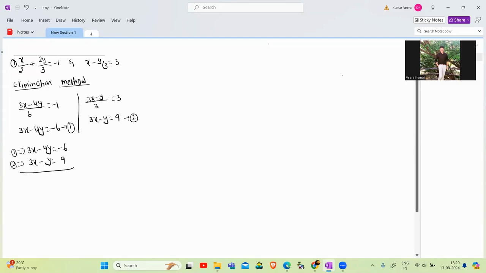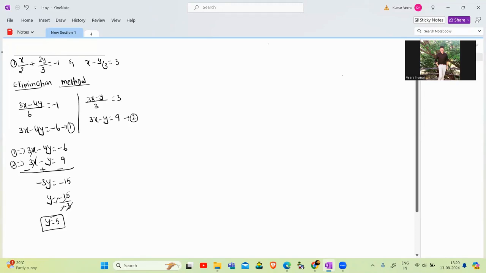You have to check whether the coefficient of either x or y is equal. I have the x coefficient 3 and 3, so I can cancel. You have to see whether we have different signs or the same signs. We have both plus signs, so we cannot add; we have to subtract. Whenever you are doing minus, all the signs will change. So minus 4 and then plus 1 is minus 3y, and minus 6 minus 9 is minus 15. So y is equal to minus 15 by minus 3. Cancel: 3 fives are 15. y is equal to 5.